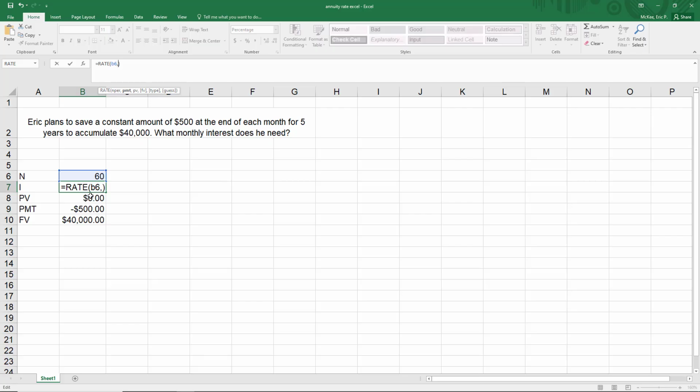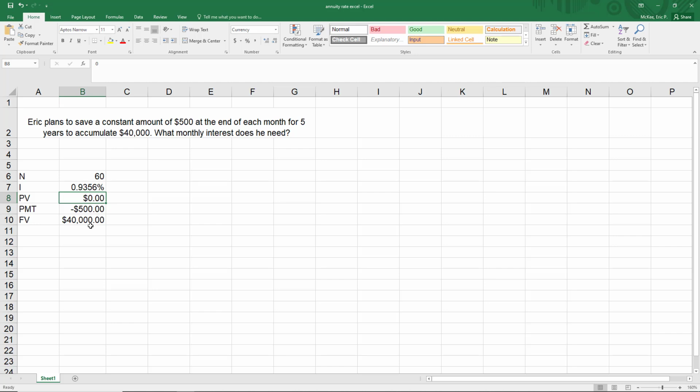And Excel will look at the value in B6, which right now is 60, and it'll plug 60 in as number of periods. I can also click. So B9 was payment. B8 was present value. B10 was future value. And again, type and guess can be left alone. As you can see, we're getting the exact same 0.94%. We're just referencing these 4 values which we entered in instead of putting them into the function directly.